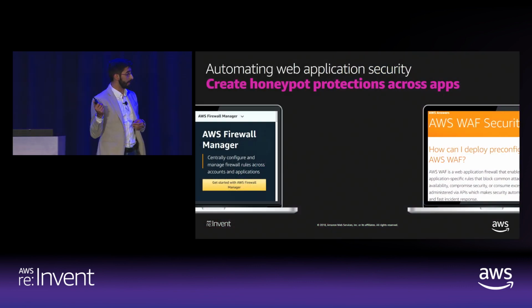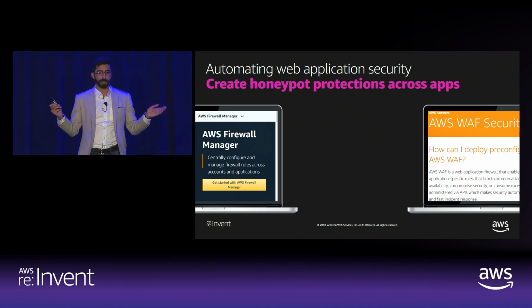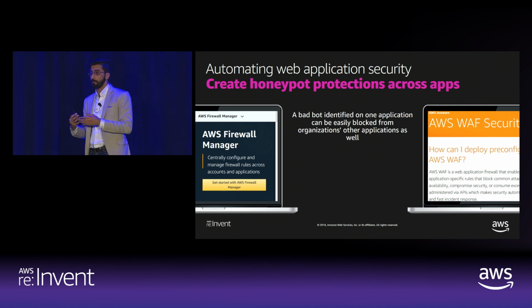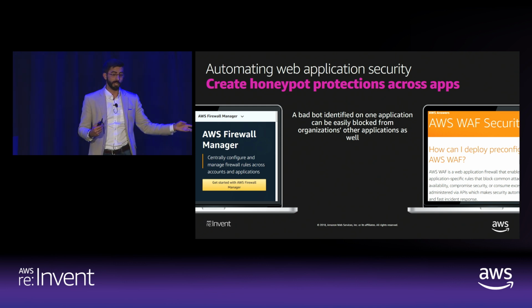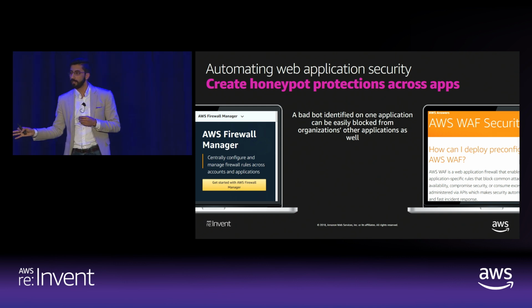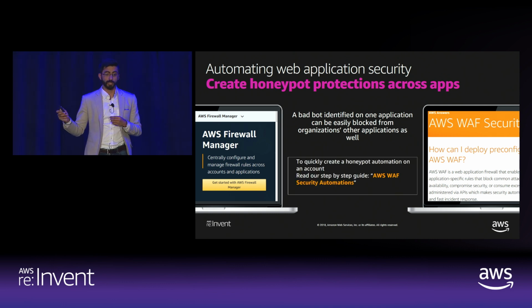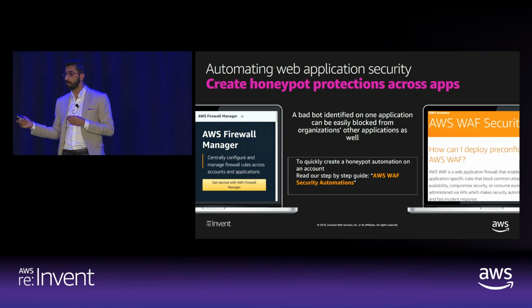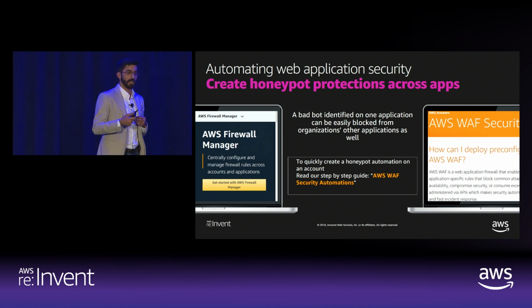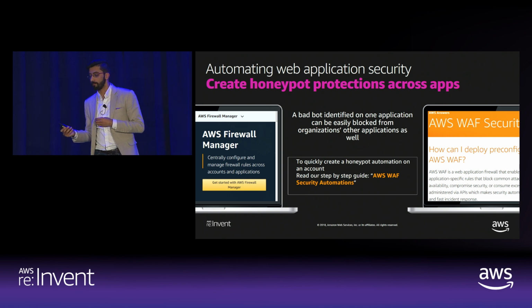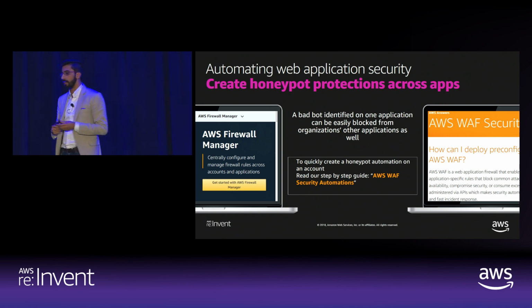So what we're going to do here today is we're going to have two different applications, a part of the same AWS organization on two different accounts. A bad bot that's identified on one application will start to get blocked on the other applications immediately. I'm using a honeypot network for this. The automation, you can see the step-by-step guide by searching for AWS WAF security automations.